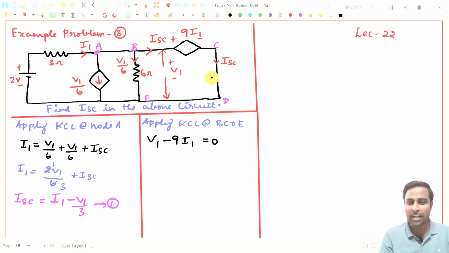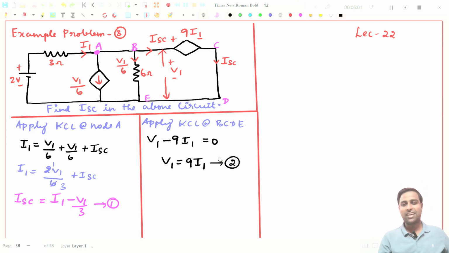So what can I write now? V1 should be equal to 9I1. That is expression number 2.